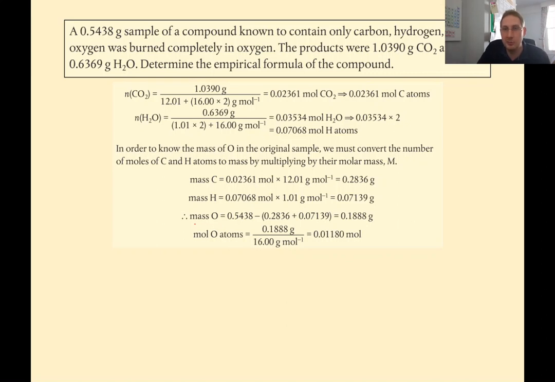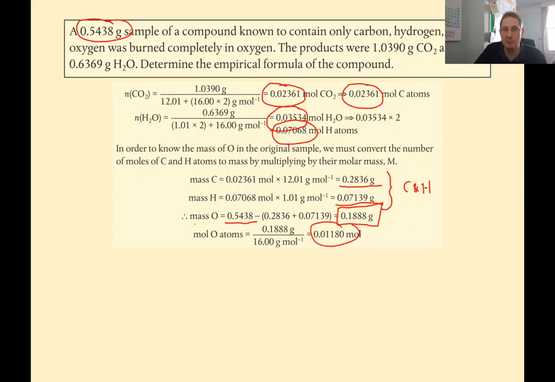We've got this number of moles of carbon dioxide, and so we've got that number of moles of carbon atoms. We've got this number of moles of water, we need to times it by 2, and that's the number of moles of hydrogen atoms. Next thing, what mass of carbon is that? What mass of hydrogen is that? Cool, so we know the mass of C and H. We're told the total mass of the compound, so any difference must be due to the oxygen. So 0.5438 minus those two numbers is the mass of oxygen. And we can divide that by 16 to get the number of moles of oxygen.